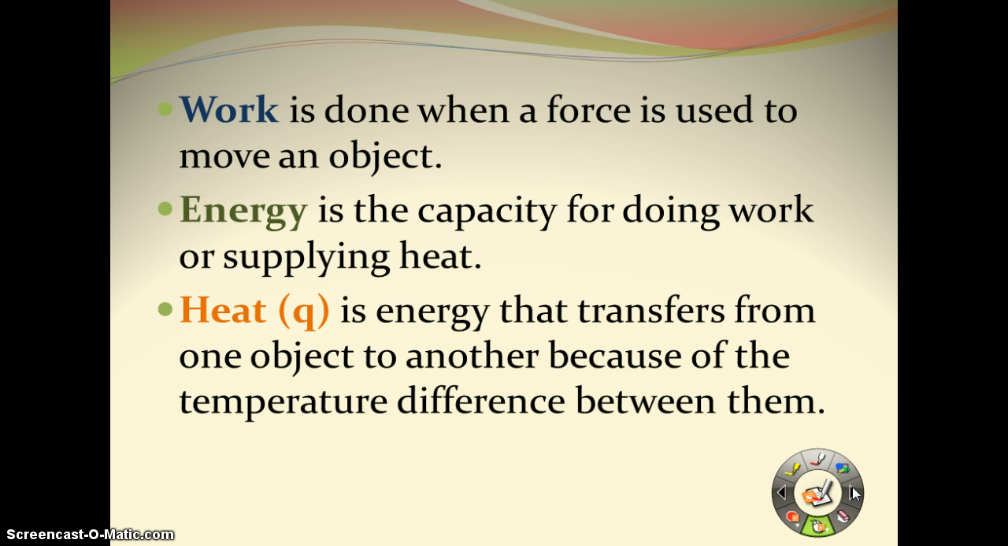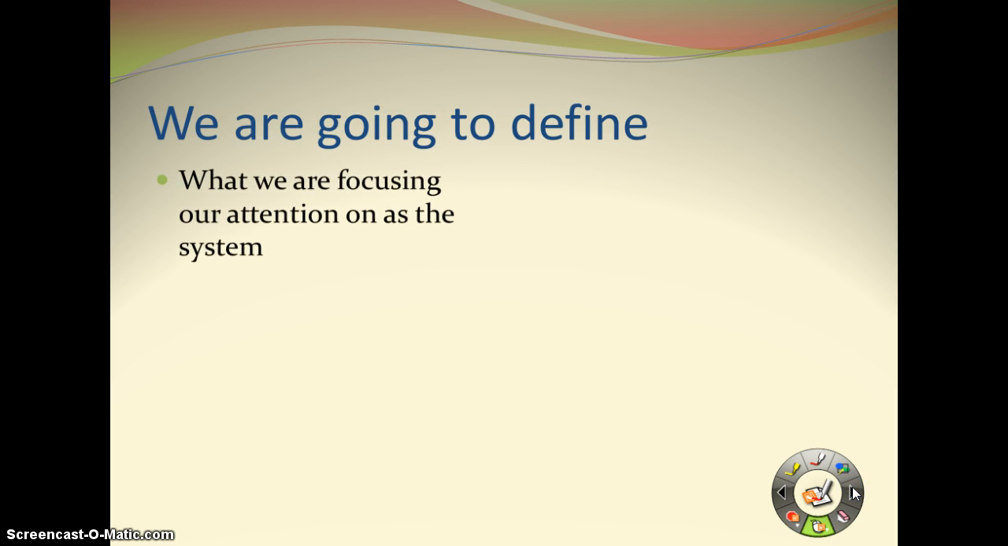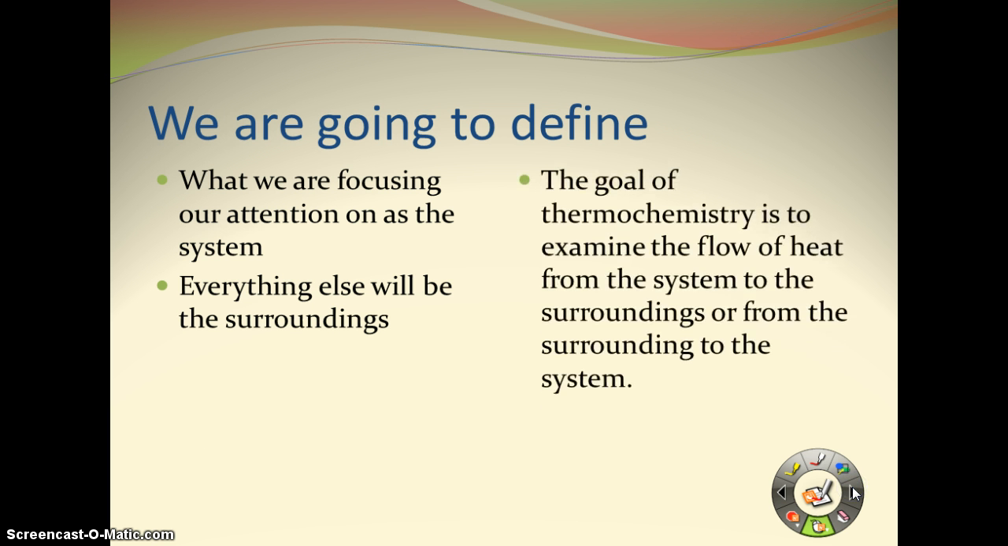So when you pick up an ice cube, it feels cold because the heat is being transferred from your hand to the ice cube. And when you pick up a cup of hot coffee, it feels hot because the energy is being transferred from the cup of coffee to your hand. So we're going to define what we are focusing our attention on as the system. So if you are holding an ice cube and we are looking at the heat transfer, the ice cube would be the system, and then everything else would be the surroundings, therefore your hand would be the surroundings. So the goal of thermochemistry is to look at the flow of heat from the system to the surroundings or vice versa.